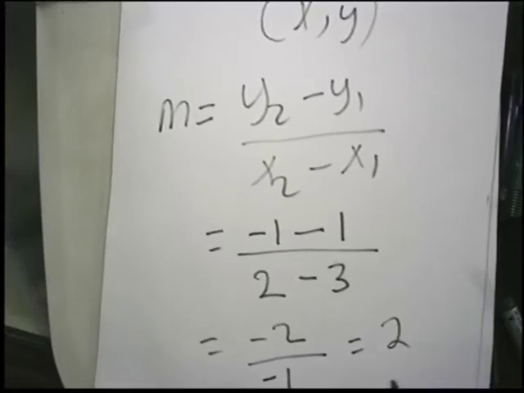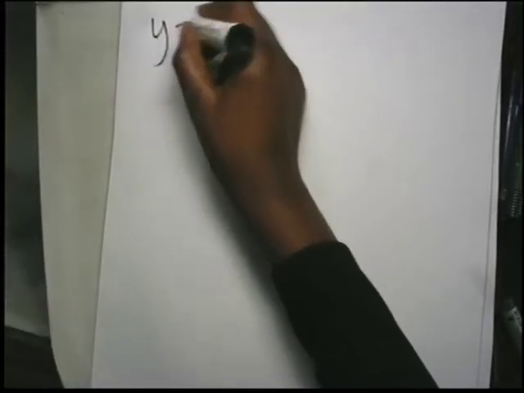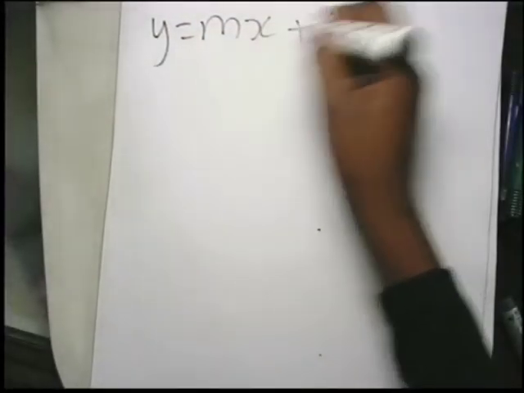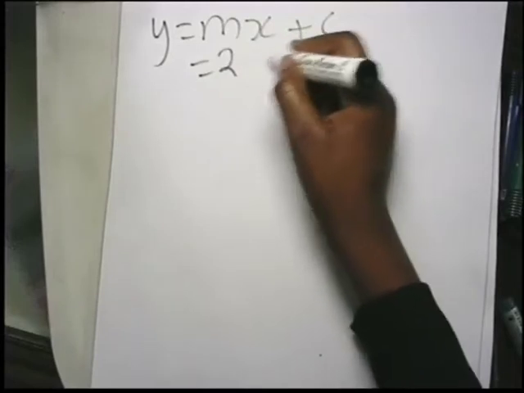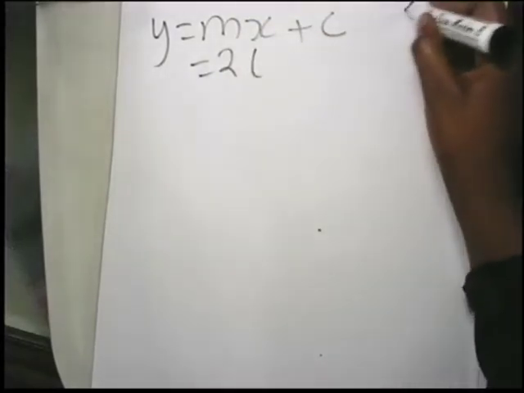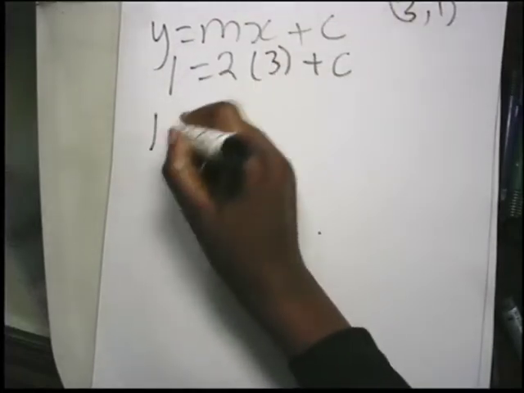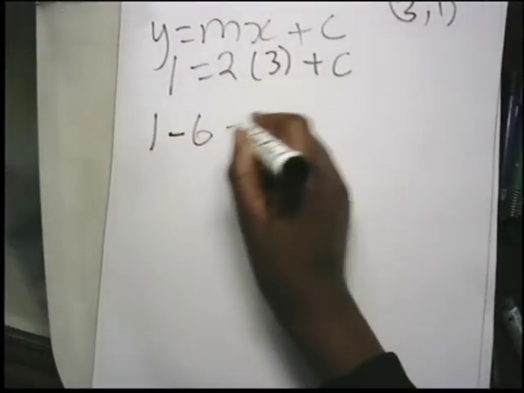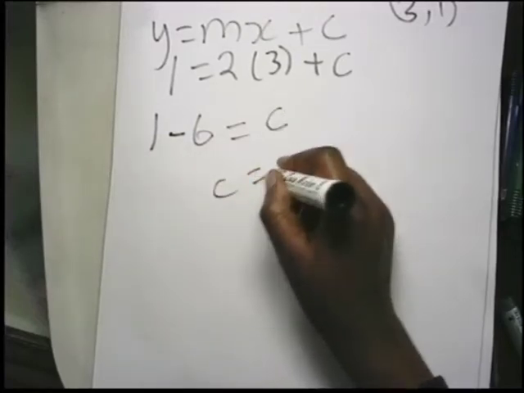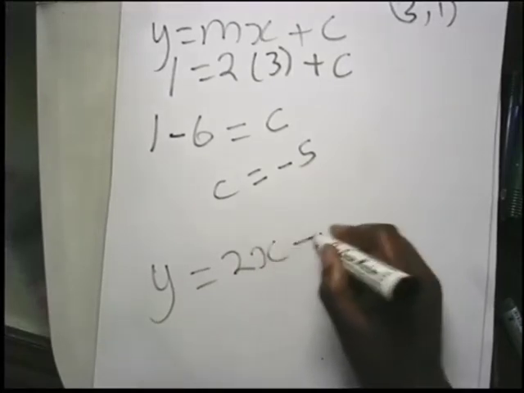Now the y-intercept, which is c. You use this equation, y equals mx plus c. Then m is what? m we got 2, and then we have to take any of the coordinates. If we take the first one, which is (3, 1), x there is 3, plus c, and y is 1. Then we have 1 minus 6 equals c. Then c is equal to what? Minus 5. So the equation of the straight line is y = 2x minus 5. And that way you get all your marks.